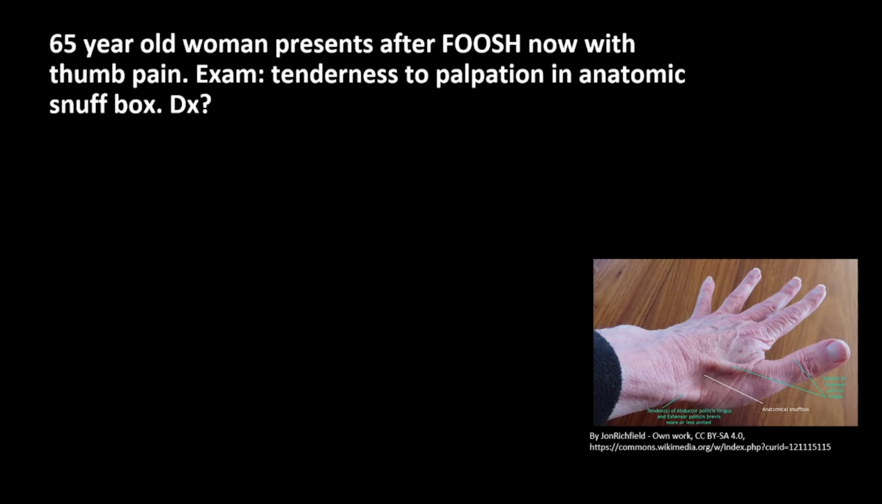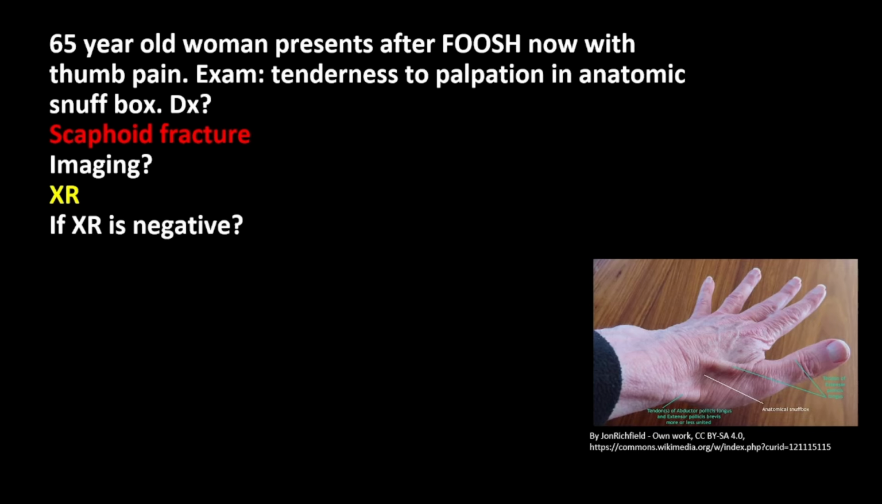Let's say they give you a 65-year-old woman that presents after a fall on the outstretched hand. Now, with thumb pain, on your exam you note tenderness to palpation in the anatomic snuff box. What is your likely diagnosis for this patient? So you should be thinking of a scaphoid fracture. And some imaging you want to obtain is a hand x-ray. But what happens if your immediate x-ray is negative? Will you just send them home and tell them to follow up when they feel like it?